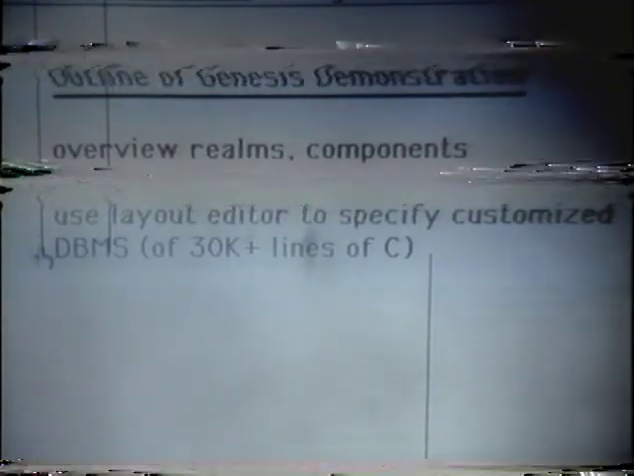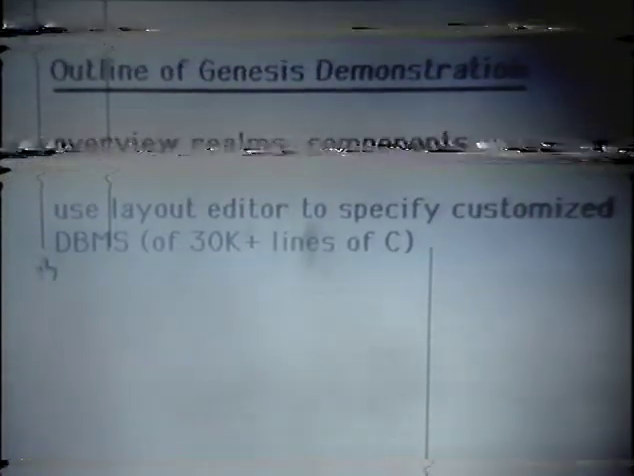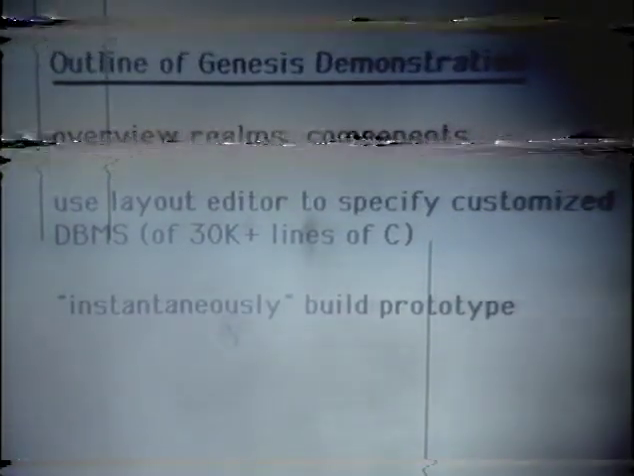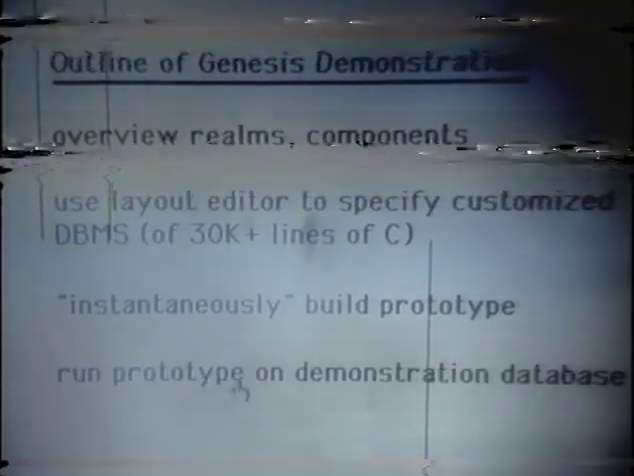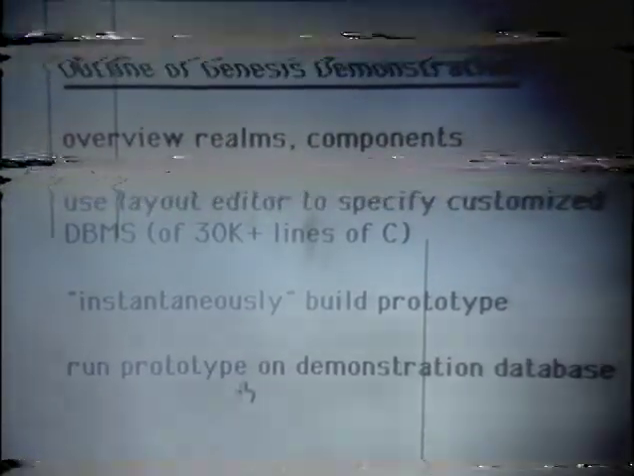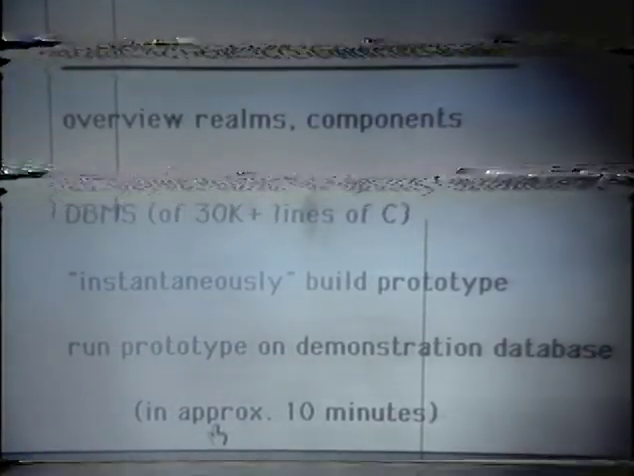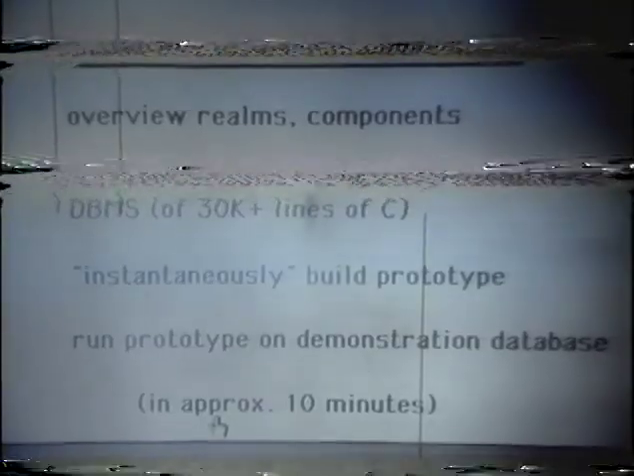Now, I'd like to give you a demonstration of Genesis. What I want to do is overview some of the realms and some of the components that we've implemented. Next, I want to use the layout editor to specify customized database management systems, or a single system, that would be implemented on over 30,000 lines of code. We'll instantaneously build this prototype and then run this prototype on a demonstration database. All of this is going to occur in approximately 10 minutes. Okay, let's take a look at the layout editor.